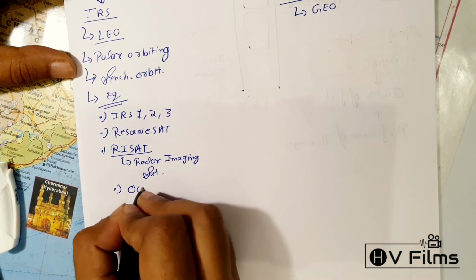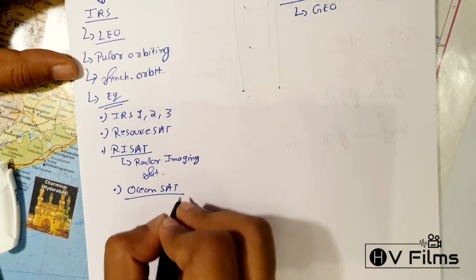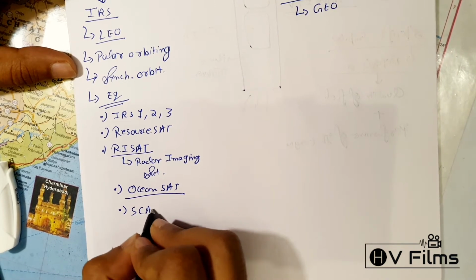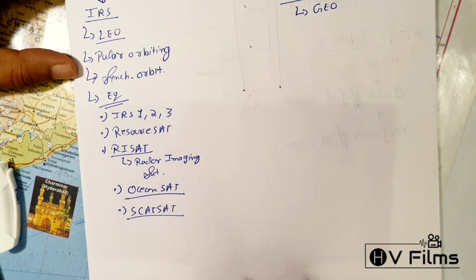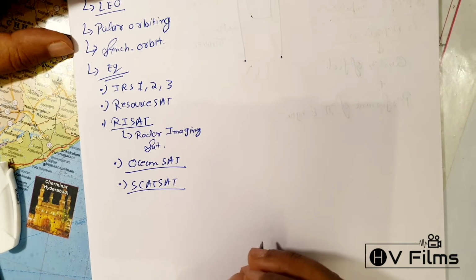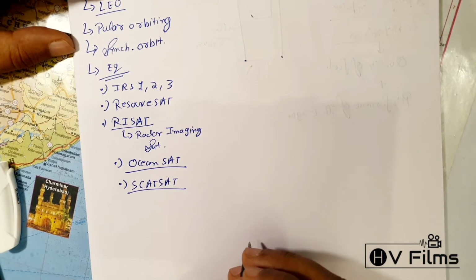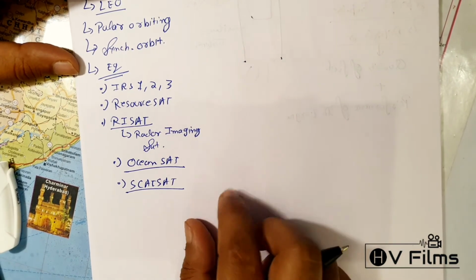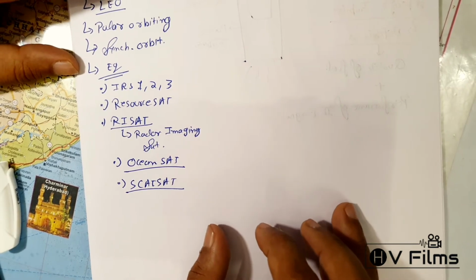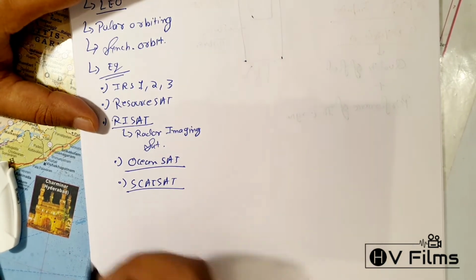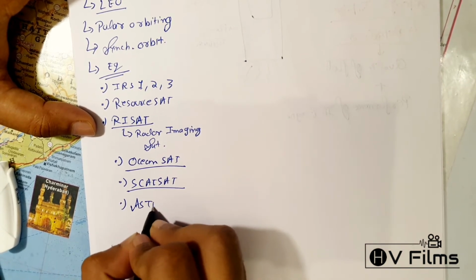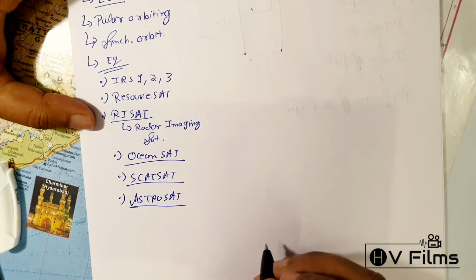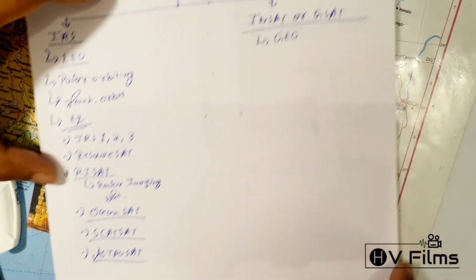Similarly, we have OceanSat, which is basically for oceanographic data. Similarly, there is SCATSat. The SCATSat is for cyclone prediction and sea surface temperature estimation. For the data, it uses a scatterometer. We will discuss these things later. But yes, the SCATSat is basically used for cyclone prediction and sea surface temperature, mainly for marine activities. Similarly, we have the AstroSat, which is basically for astronomical data and the Indian telescope. So this is mainly for the IRS.